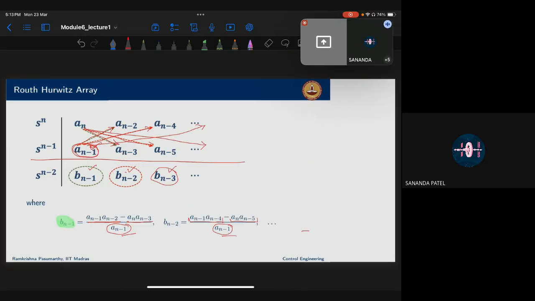Okay, sir. Next we will get cn minus 1 here. For finding cn minus 1, we will use these two rows. So cn minus 1 will be this term multiplied by this, minus this term multiplied by this, divided by bn minus 1. Is this clear? To find this row, we will just use the above two rows. So cn minus 2, how do we find? This term multiplied by this term, minus this term multiplied by this, divided by bn minus 1. Is this clear?